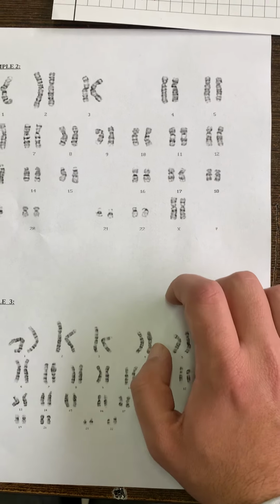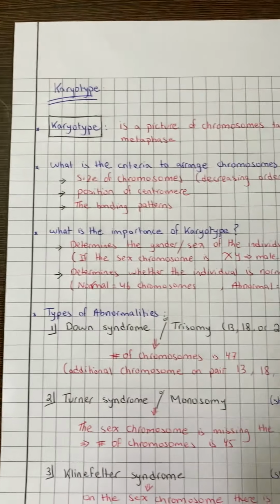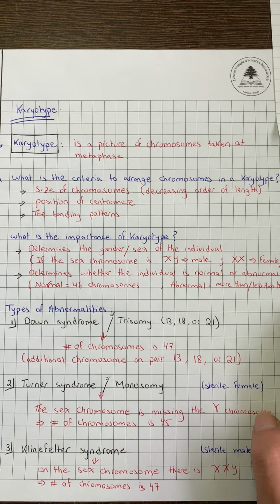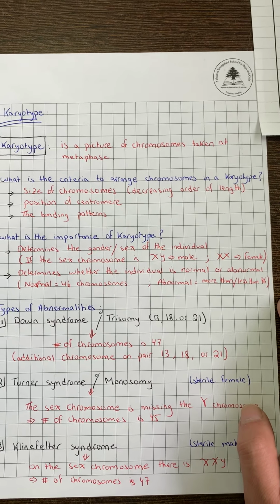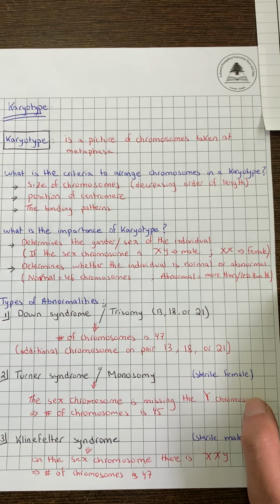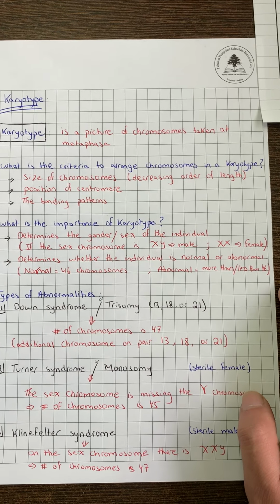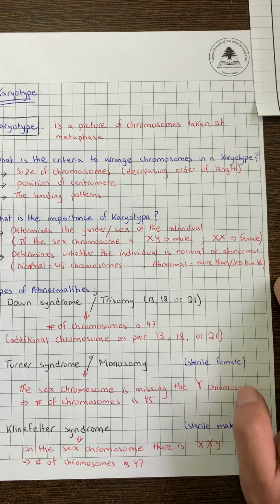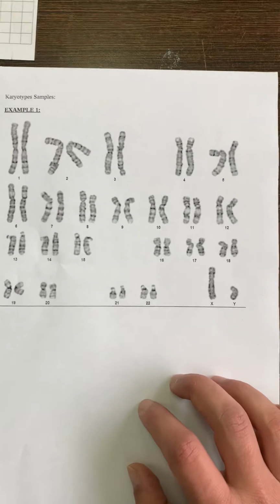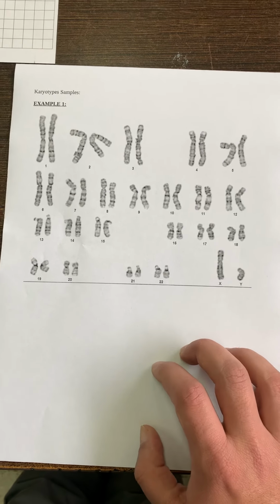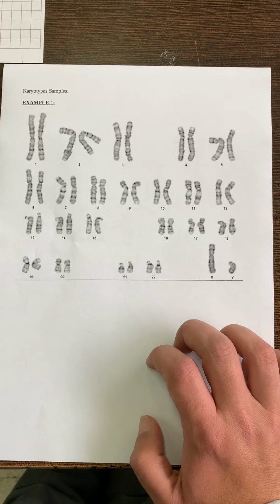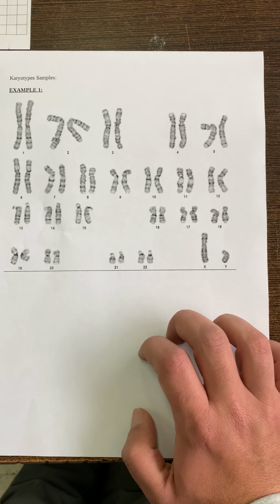So the second importance of karyotype is that it tells us whether the individual is normal or abnormal. How come? How do we determine if the individual is normal or abnormal? Well, if the karyotype has 46 chromosomes in total, that means the individual is healthy and normal.